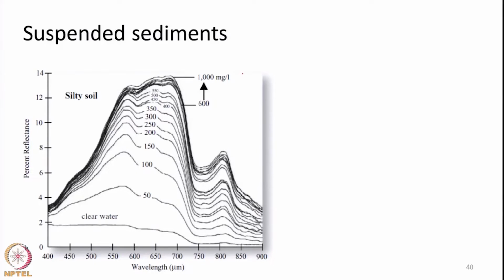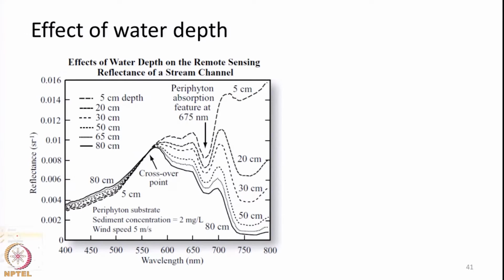Okay. This is an important thing we should remember, but in general any presence of suspended matter in a water body will increase the reflectance in almost all the wavelengths. Here again in this particular slide one more example is given, showing how the reflectance changes with increasing concentration. You can see the wavelength of peak reflectance shifts towards longer wavelength with increasing concentration.